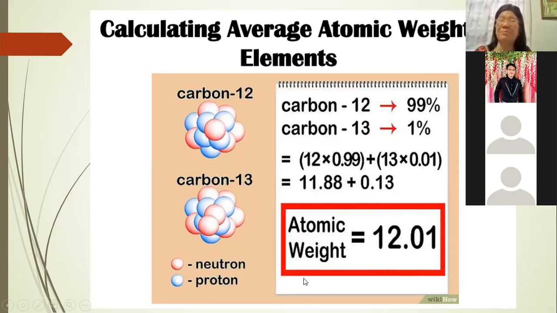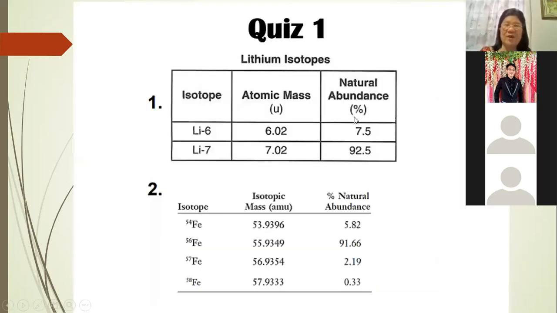That is how atomic weight is being calculated, the one that is in your periodic table. It will depend on the isotopes, and they will get the average of that. So sum it up: carbon 12, that is 11.88. Carbon 13 is 0.13. Then add it, 1. The atomic weight of your carbon is 12.08.